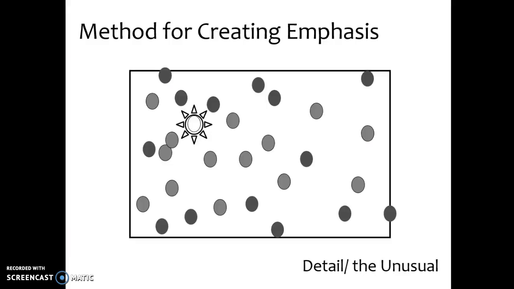The final technique that you can use is adding an unusual detail, something that is different from everything else around it, something that is jarring and grabs the attention by its sheer opposite or interest factor compared to everything else going on in your picture. Those are just some ways to create emphasis in your works of art.